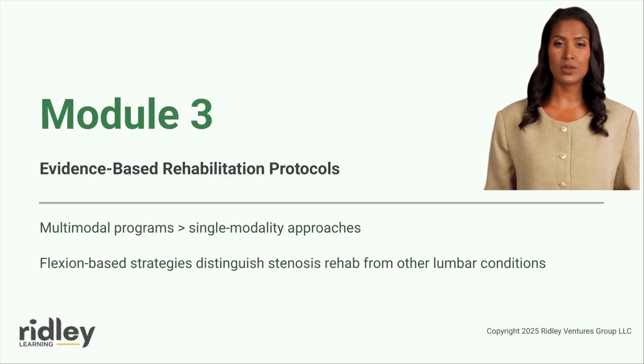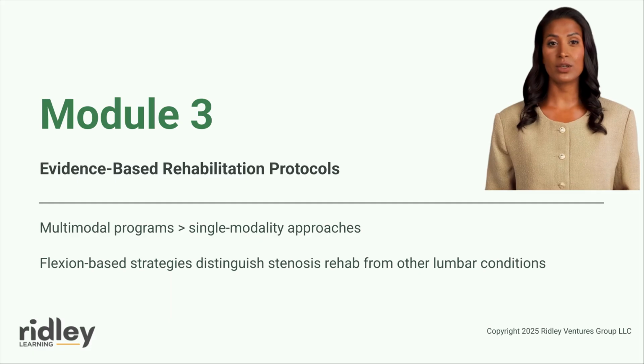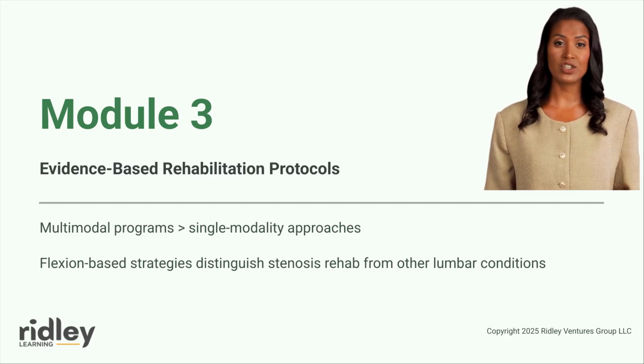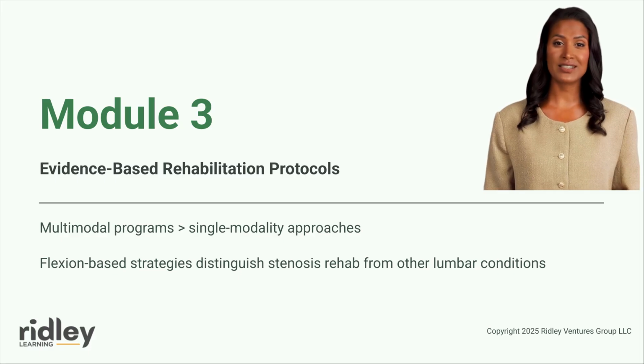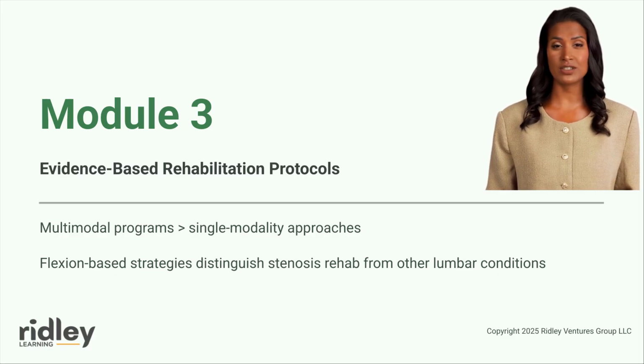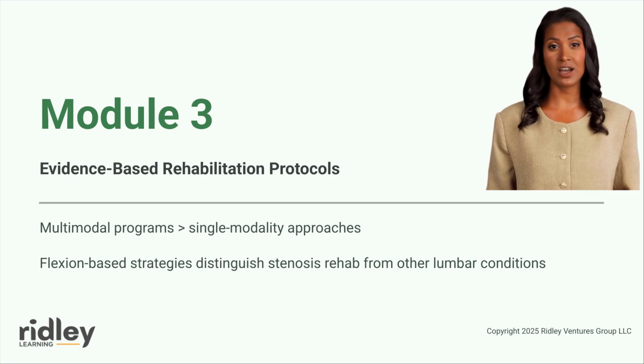Contemporary evidence-based rehabilitation protocols integrate multiple therapeutic modalities, including manual therapy, therapeutic exercise, aerobic conditioning, and patient education, into comprehensive treatment programs tailored to individual patient presentations. This module details the specific components of evidence-based rehabilitation, provides dosing parameters supported by clinical research, and establishes the scientific rationale underlying intervention selection for patients with neurogenic claudication.